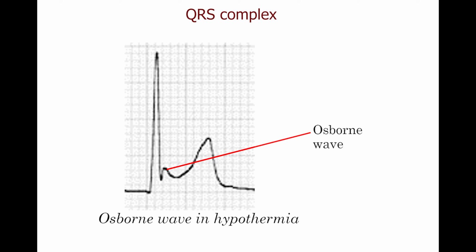In hypothermia, Osborn waves, also called J waves, are seen. The Osborn wave is a positive deflection at the end of the QRS complex. It's most prominent in the precordial leads. The Osborn wave may be negative in leads AVR and V1. Other ECG abnormalities seen in hypothermia include bradyarrhythmias and prolonged PR and QT intervals. Shivering artifacts may be seen.